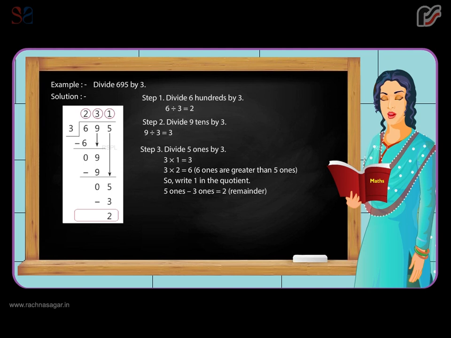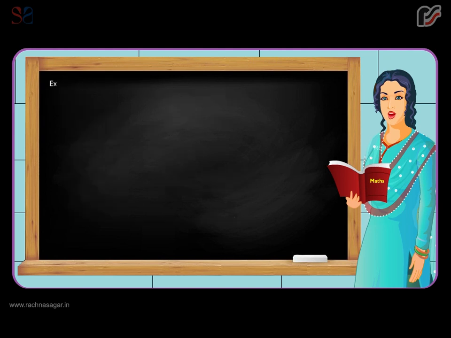6 ones are greater than 5 ones. So, write 1 in the quotient. 5 ones minus 3 ones is equal to 2. Remainder. Thus, quotient is equal to 231 and remainder is equal to 2.